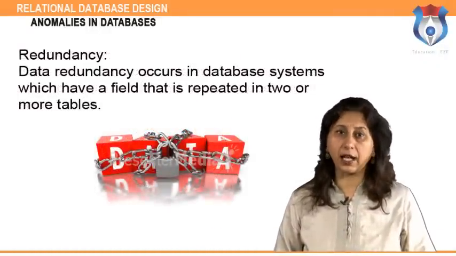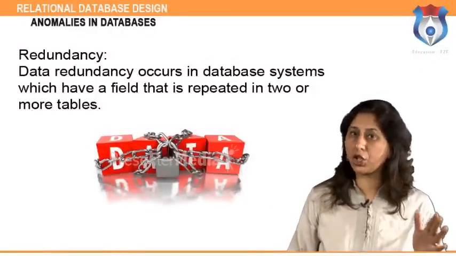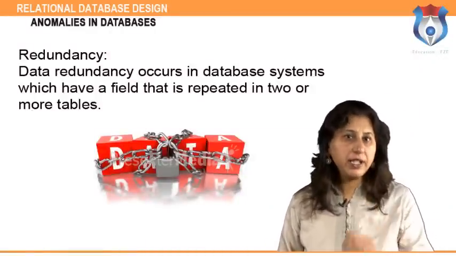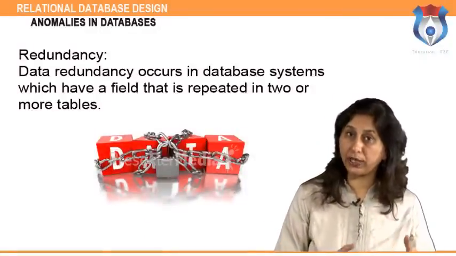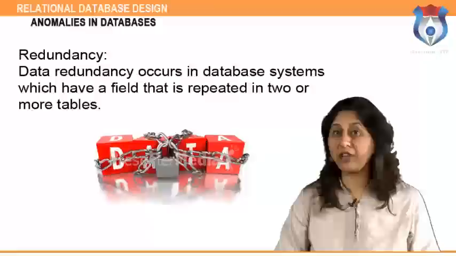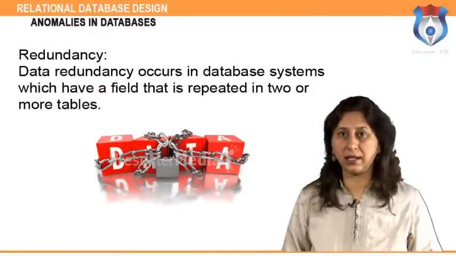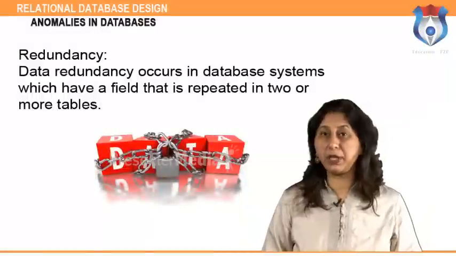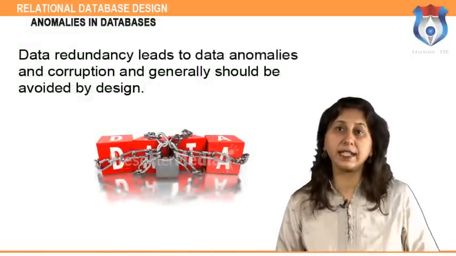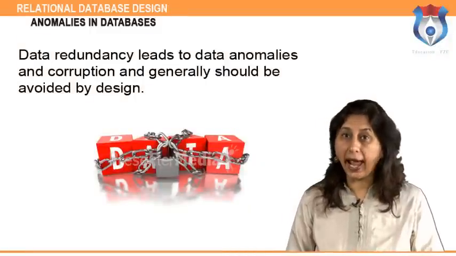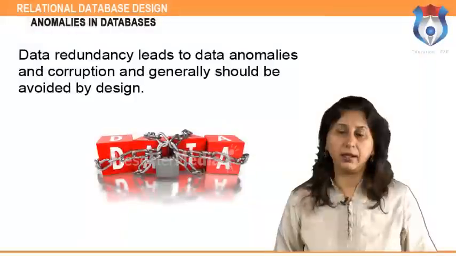Data redundancy occurs in database systems which have a field that is repeated in two or more tables. For instance, when customer data is duplicated and attached with each product bought, then redundancy of data is a known source of inconsistency. Since a customer might appear with different values for a given attribute, data redundancy leads to data anomalies and corruption and generally should be avoided by design.